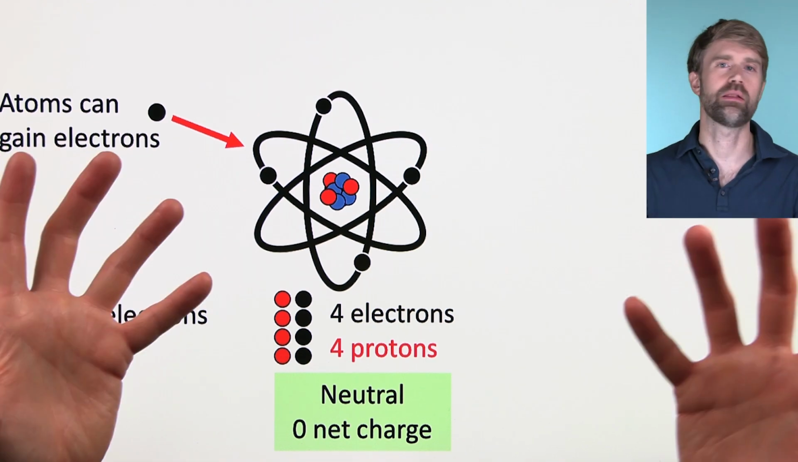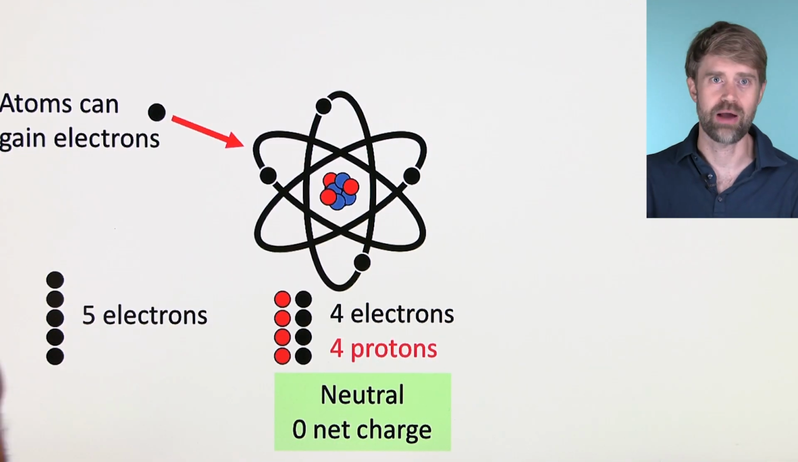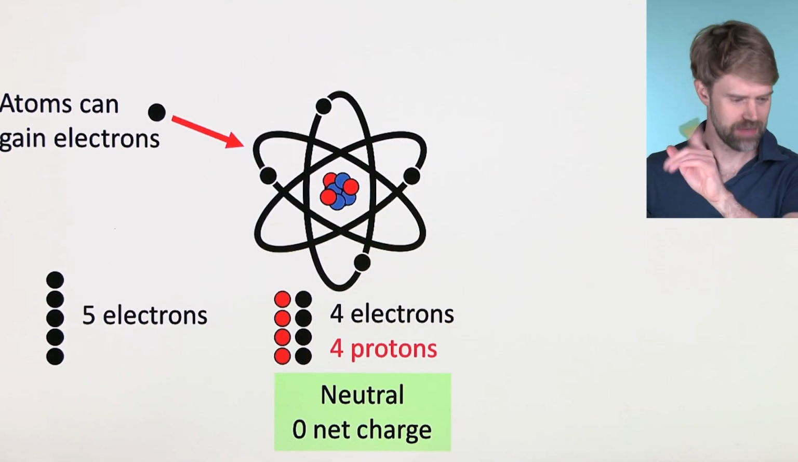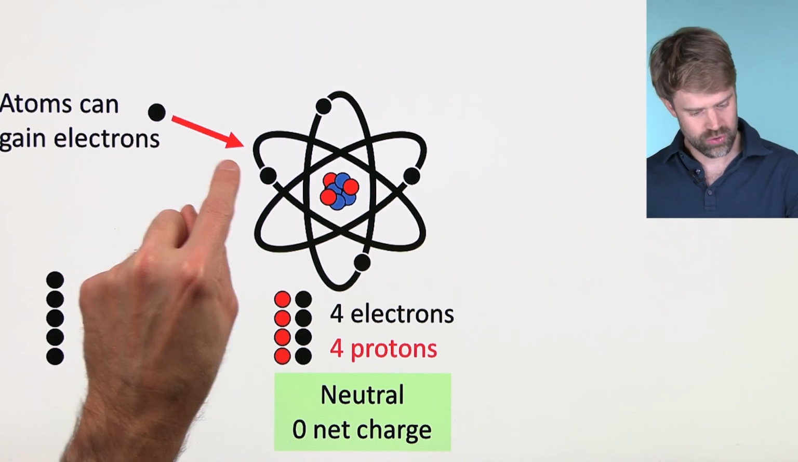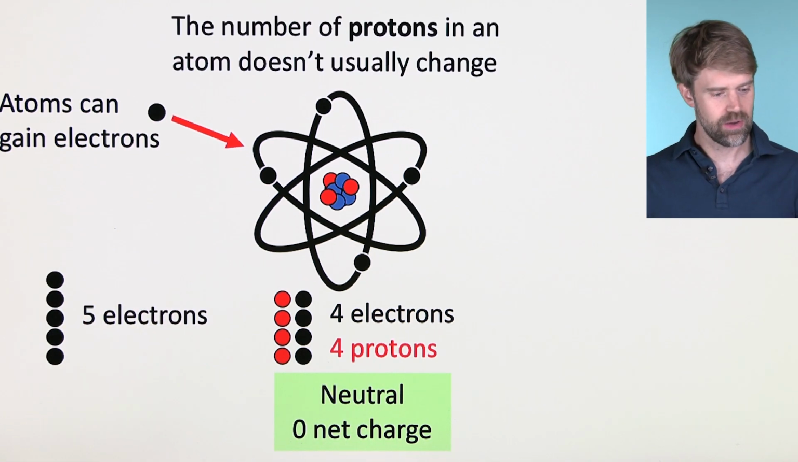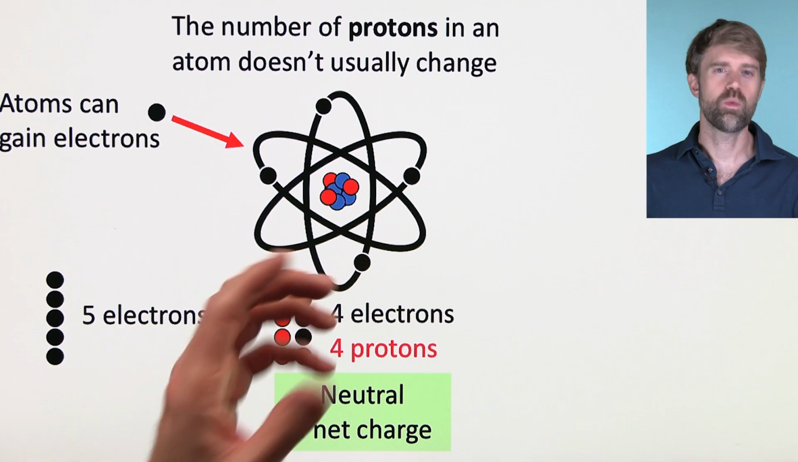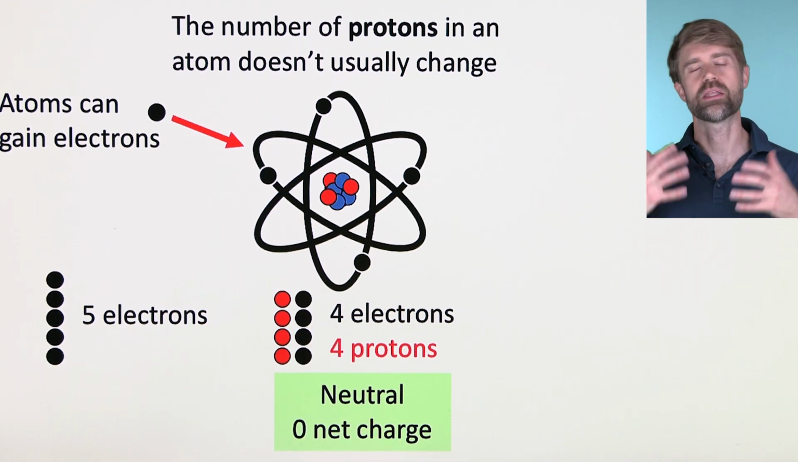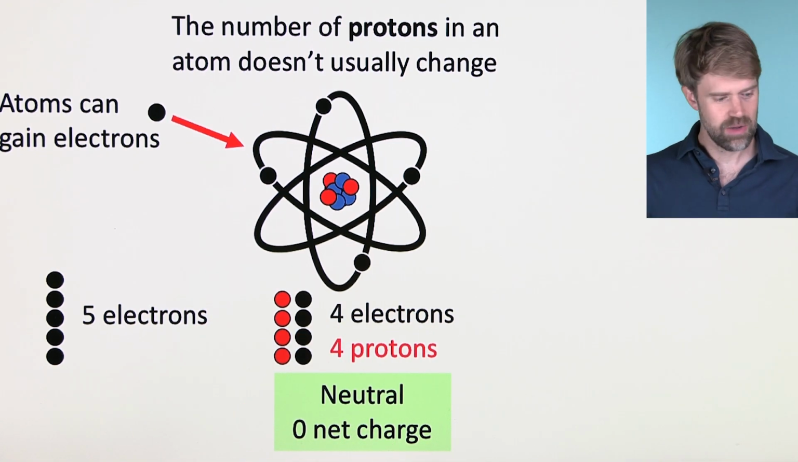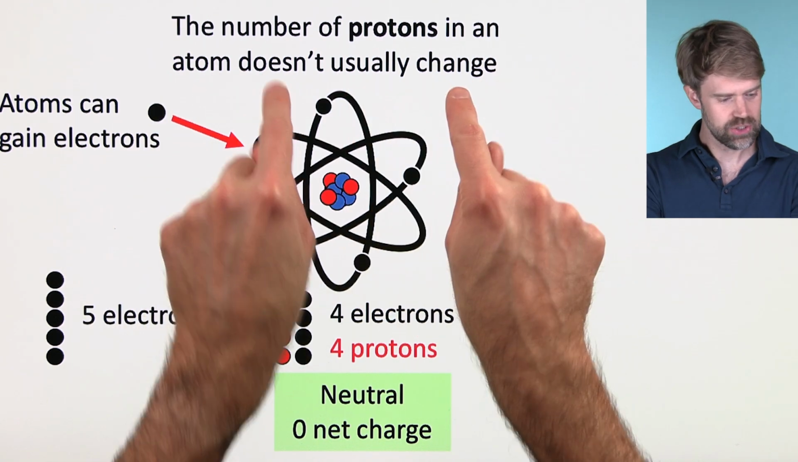You might wonder where that electron comes from. Don't worry about that for now. We'll talk about that in a future lesson. Anyway, the atom gains 1 electron, and now it has 5. But what about the protons? Well, an important thing to know is the number of protons in an atom doesn't usually change.